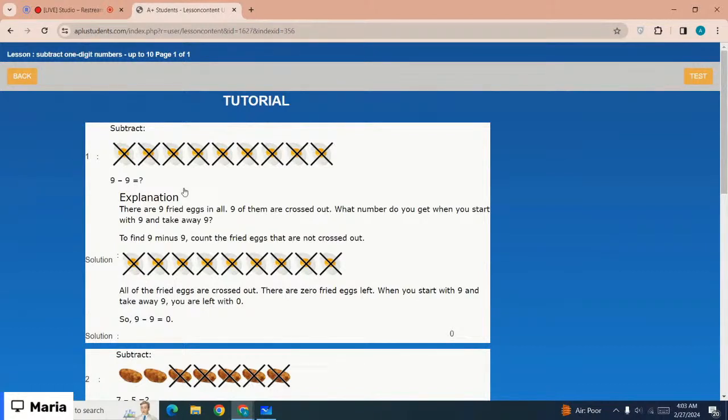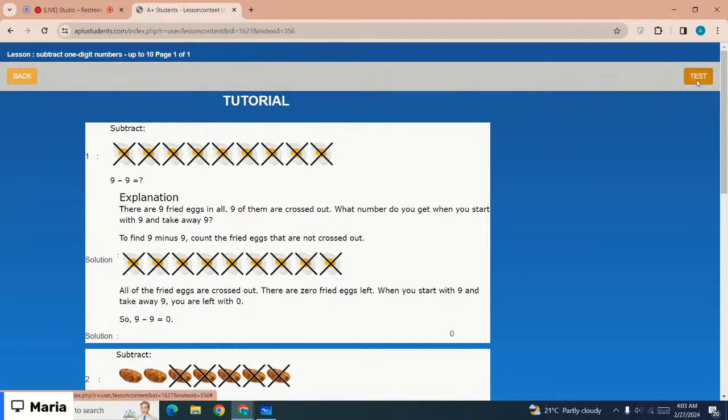Subtraction means taking away, right? For example, in the first example, you have 9 eggs, and they all are crossed. 9 take away 9. When you subtract 9 out of 9, you can see that you have 9 eggs, and they all are crossed. You don't have any egg that is not crossed. That means you are left with 0. 9 minus 9 equals 0, right?